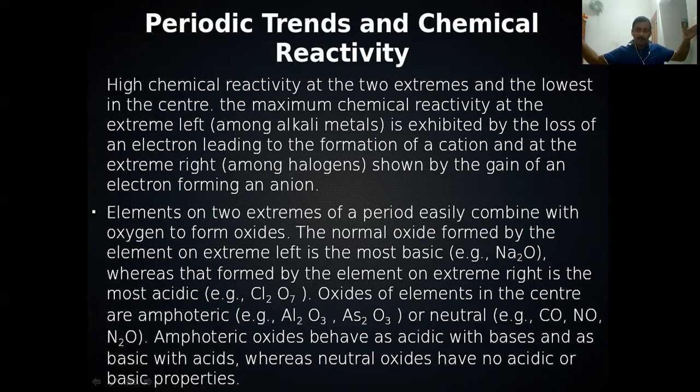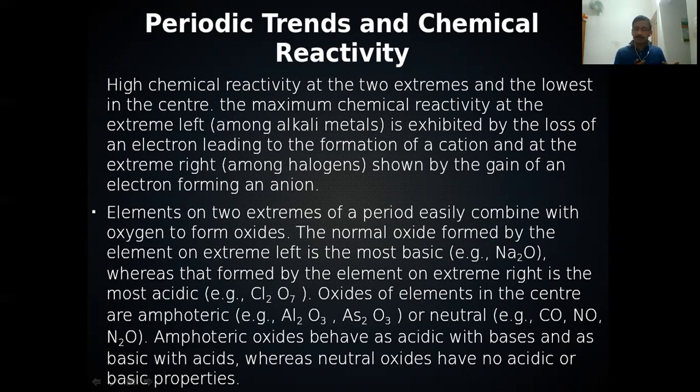As we move from group 1 to the middle of the periodic table, the reactivity decreases. Similarly, as we move from group 17 to the middle of the periodic table, the reactivity decreases. Or as we move from the middle of the periodic table outward, the reactivity increases. We can see this periodicity in the formula of the compounds also.